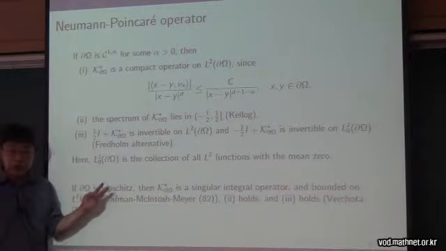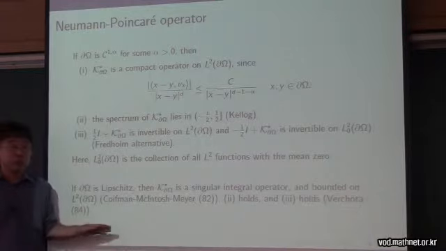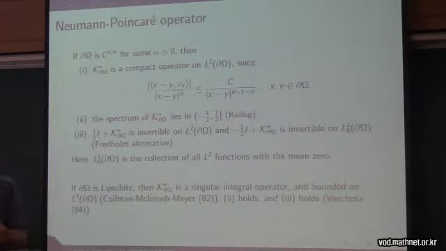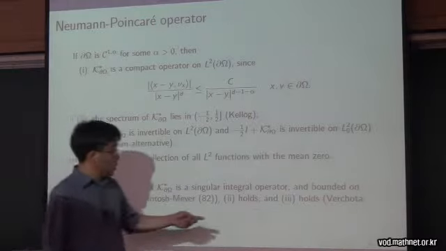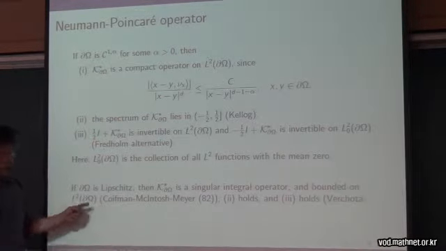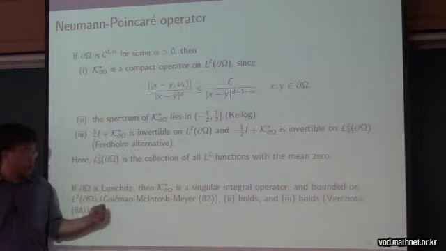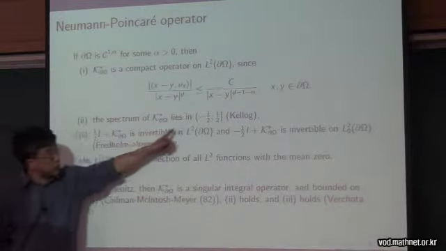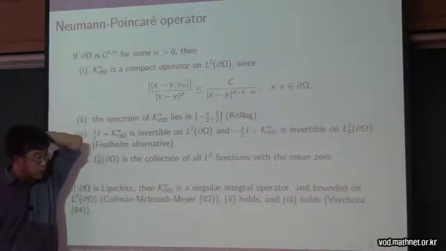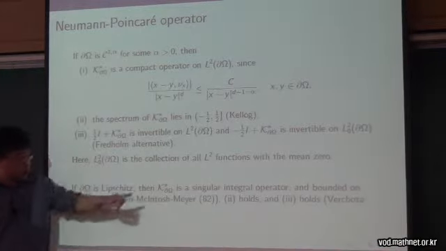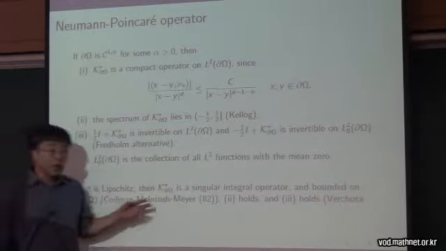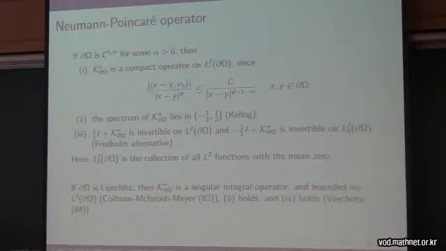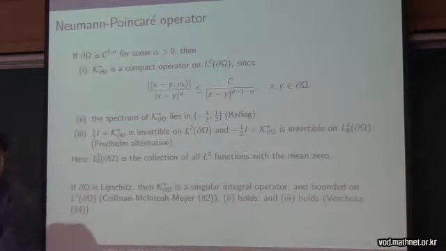Now, if the boundary omega is Lipschitz, then the story is completely different. It is not compact, and this becomes the so-called singular integral operator. The boundedness of this operator on L2 was a hard issue, and this was proved by Coifman, McIntosh, and Meyer in '82. The spectrum lies in between the same bounds. This is exactly the same property. And this is invertible; this was proved by Verchota. A lot of people in Wisconsin were studying this singular integral operator. It was a hot topic when I was a student there.